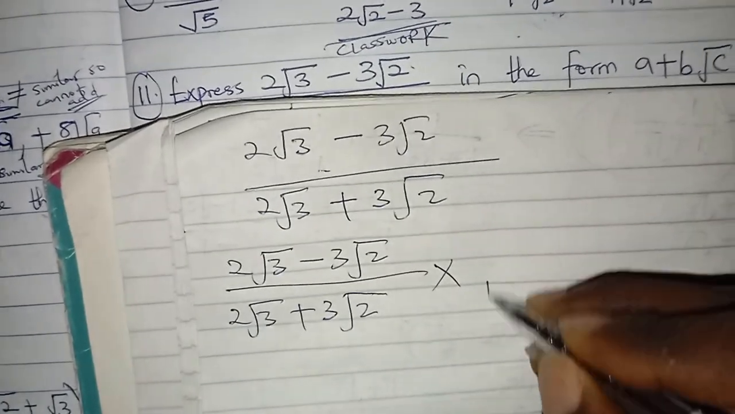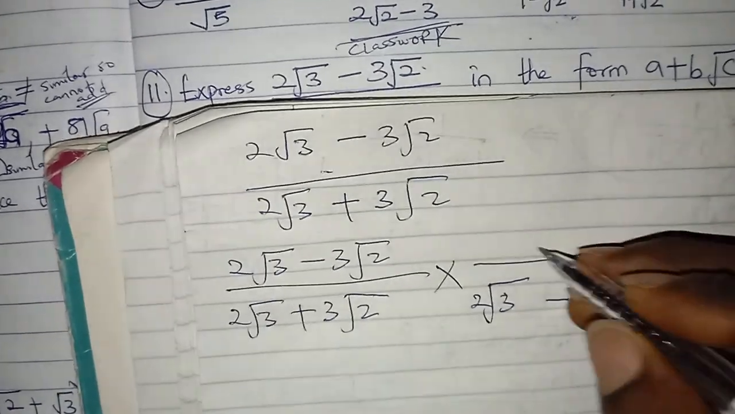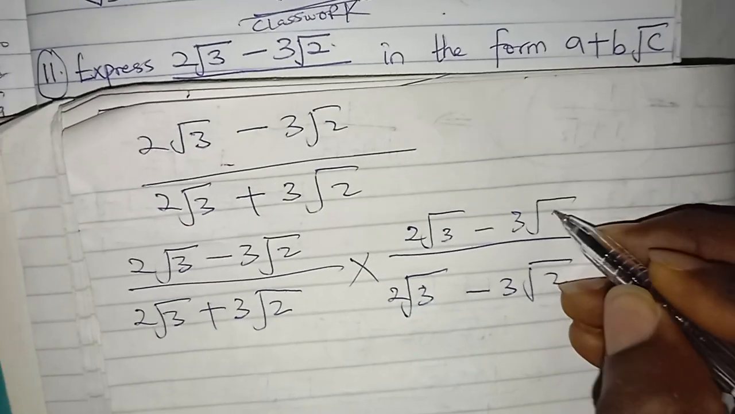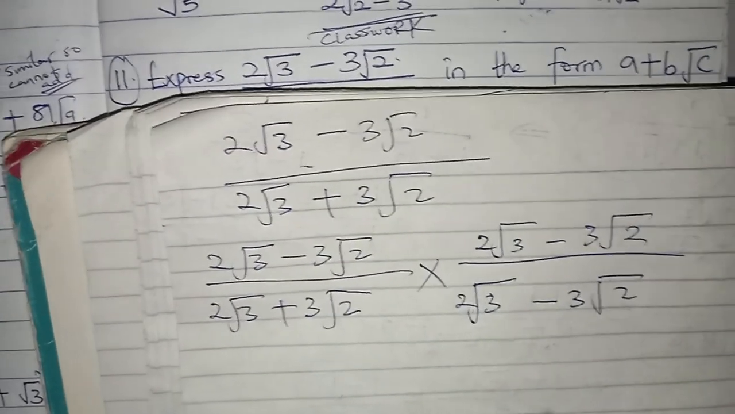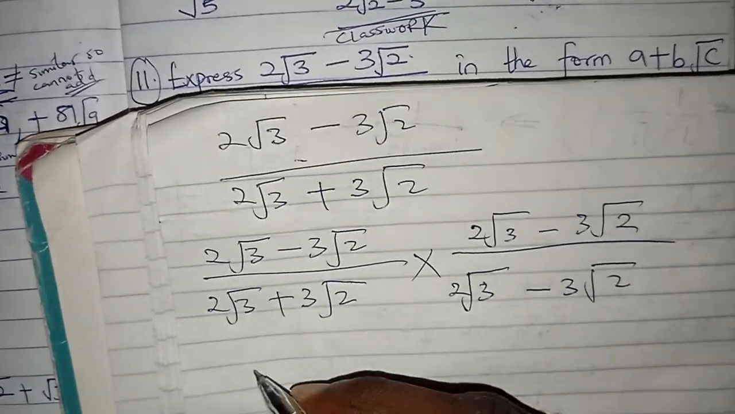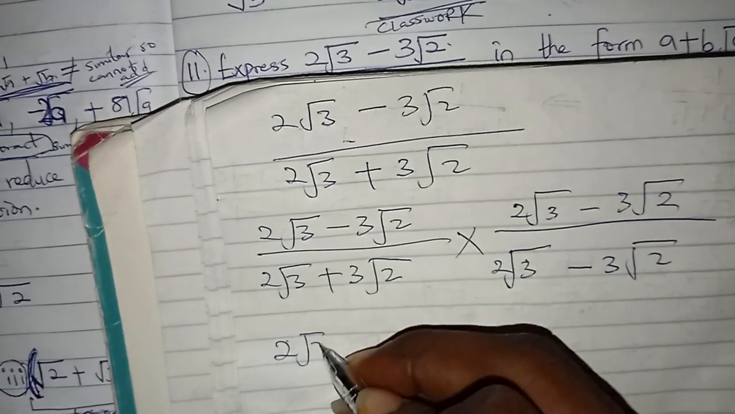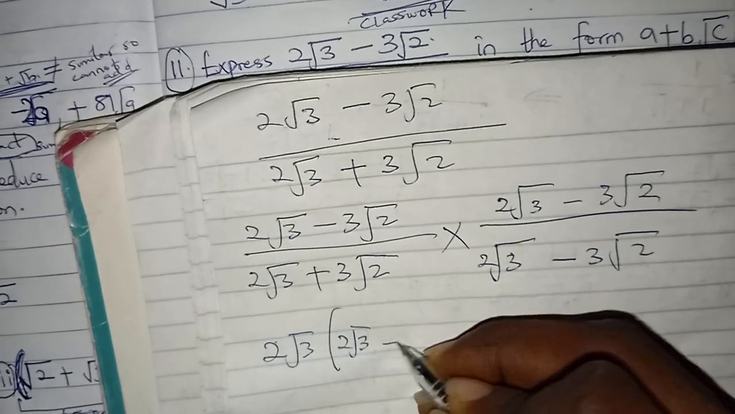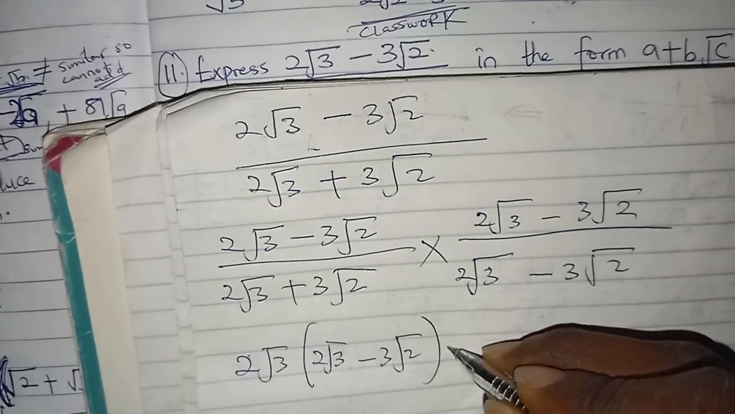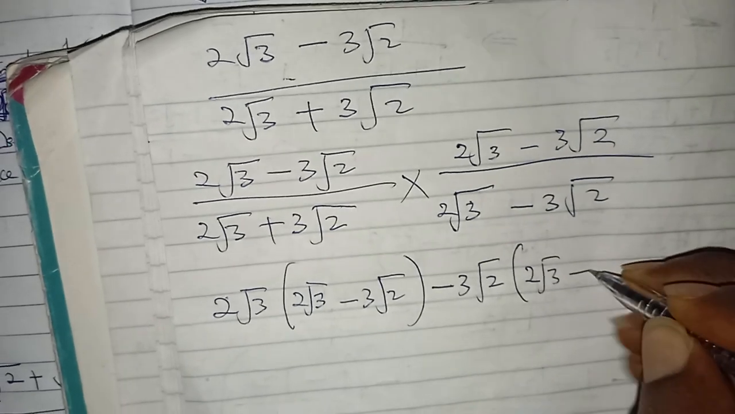Applying conjugates, then rationalization, doing it for the numerator too. So I simply come, as I'm seeing this now, what I will simply do is to say 2 root 3 into 2 root 3 minus 3 root 2. Then minus 3 root 2 into 2 root 3 minus 3 root 2.